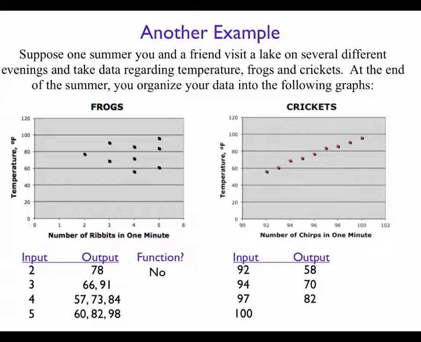So you counted chirps per minute, and you took note of the temperature when you did that. Function? Yes. Okay, so this is getting at what's the deal with this rule, this criterion? You've heard it before in previous classes. For every input, there's at most one output. What is that about? Why is that important? This is showing why that's important.